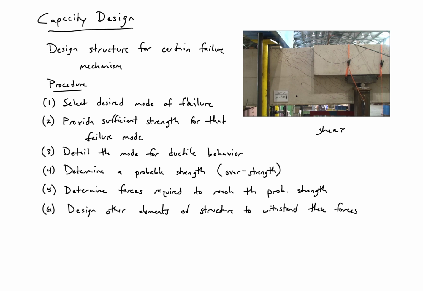We would then detail the shear stirrups to resist whatever load we wanted to. Then we'd come back and say, what is the actual strength of these shear stirrups? And then design the flexure reinforcement so that we could ensure that it wouldn't fail in flexure, but it would instead fail in shear. So that's capacity design.